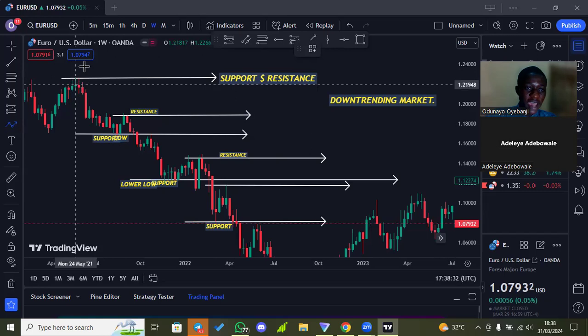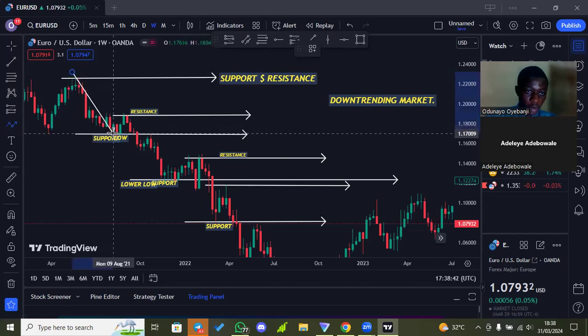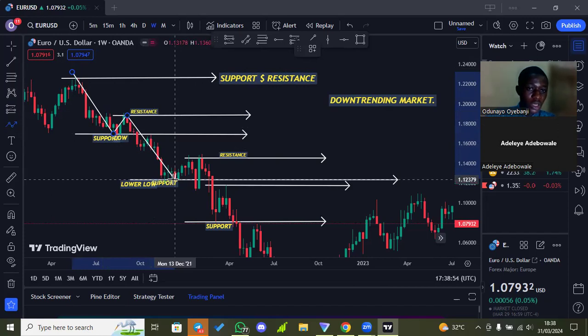So we had our first high here, right? Then we came down and formed a low. Then we went up and formed a new high, but this new high was lower than the previous high, so we called it a lower high. Then we came downwards again and formed a new low, lower than the previous low, so we called it a lower low.